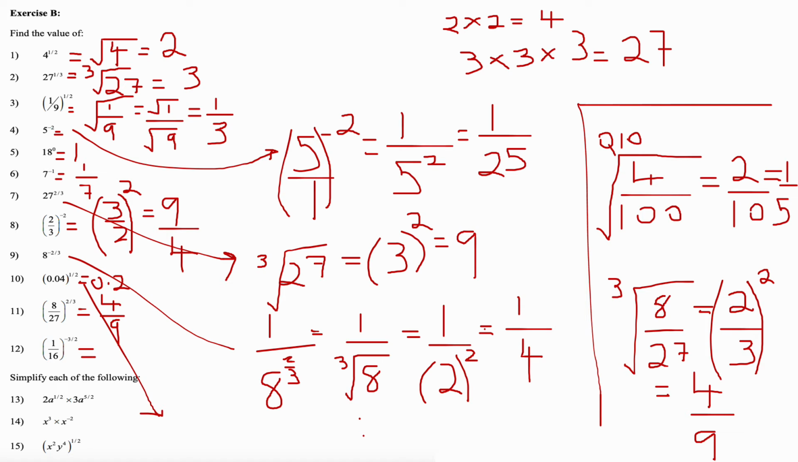Okay. For these questions, I could have squared it and then taken the cube root, but it would have made the sum a bit more tricky, okay? I'm trying to make the sum as easy as possible by taking the root first and then raising it to the power, okay? Because I'm dealing with smaller numbers once I've taken the root.